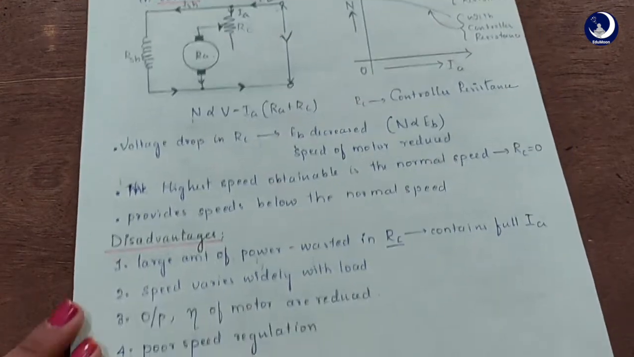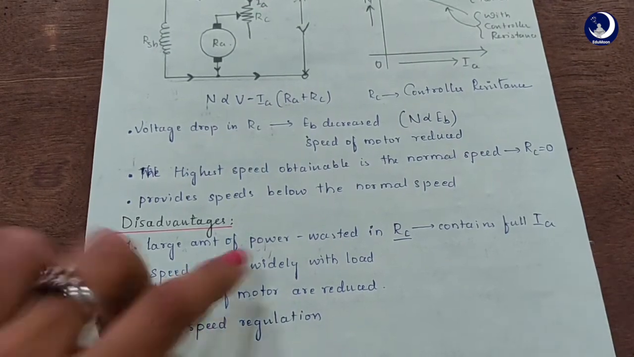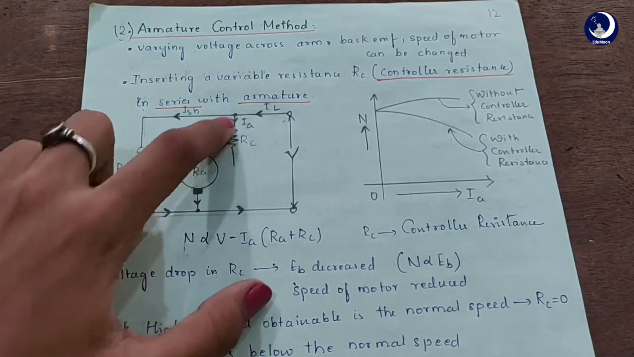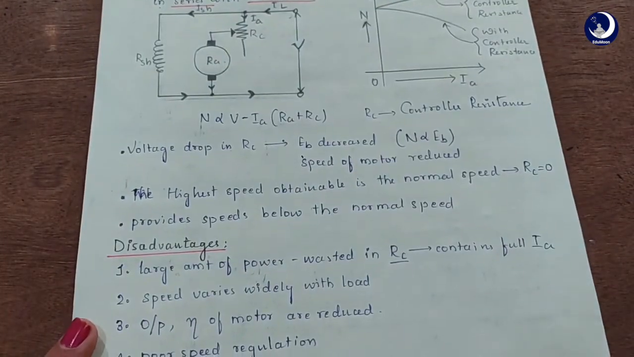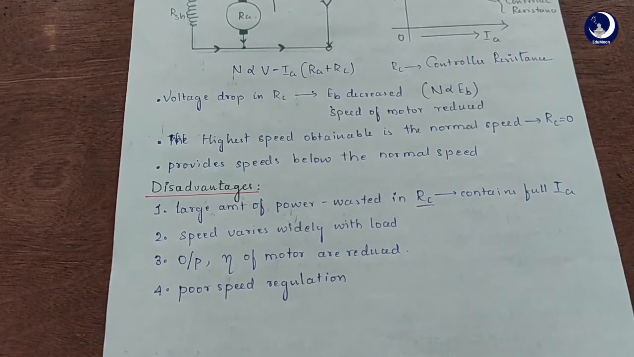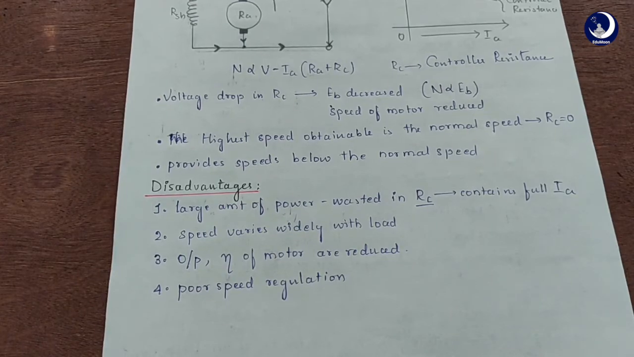Coming to the disadvantages, first of all, a large amount of power is wasted in this controller resistance as it carries full IA. Secondly, speed varies widely with load, since the speed depends upon the voltage drop in the controller resistance and hence on the armature current demanded by the load. Third, output and efficiency of motor are reduced. And fourth, poor speed regulation. Due to the above disadvantages, this method is seldom used to control the speed of shunt motors.